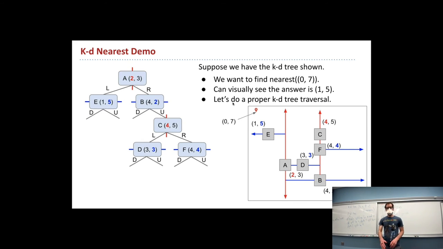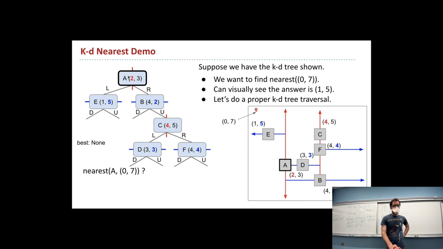Now, this is something that's quite easy for humans to just see visually. We can look at this picture and say, oh, clearly E is the closest one. But when we have a computer do it, it will need to traverse our KD tree in order to find which one is nearest. And as we go through this, we're going to see, like we did with our X-based binary search tree, can we prune parts of this tree that we don't actually need to check?